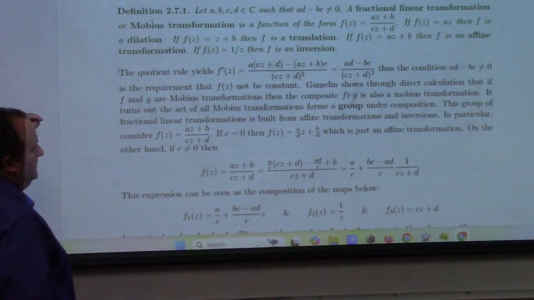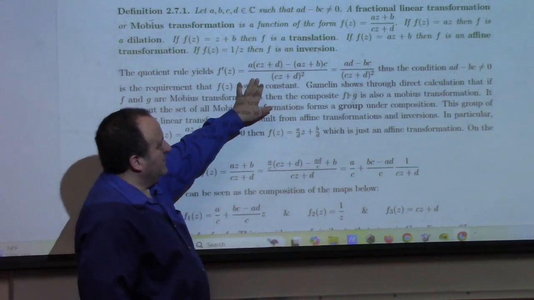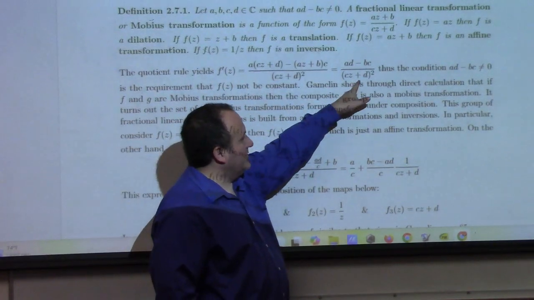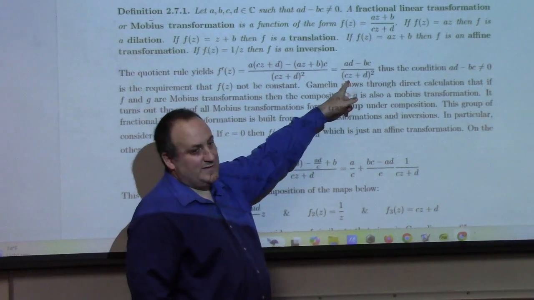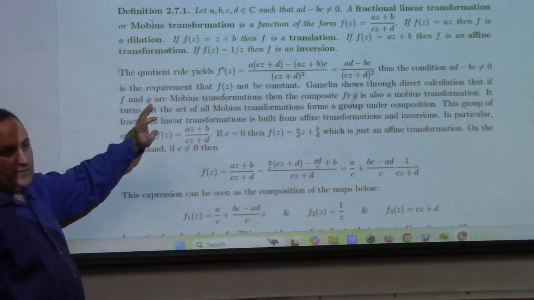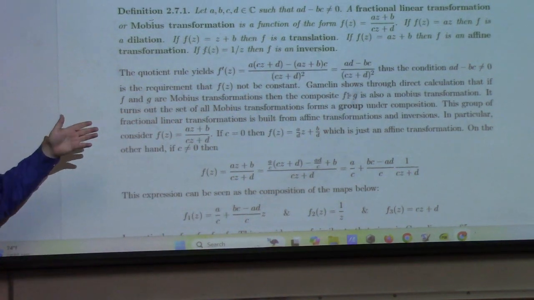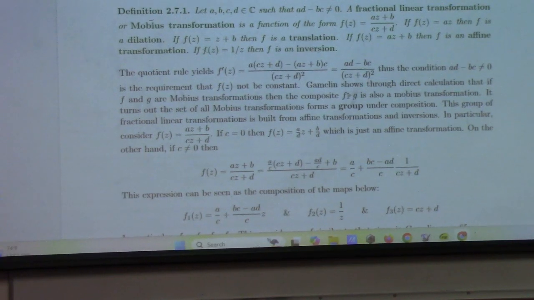So this is quotient rule. We do the quotient rule, and we get this. And so you see why we have the condition AD minus BC? We have that condition so that the derivative is non-zero. That's why we make that condition, simply that. All right, so the mapping will be conformal, provided that we have the coefficients A, B, C, and D such that AD minus BC is not equal to 0.